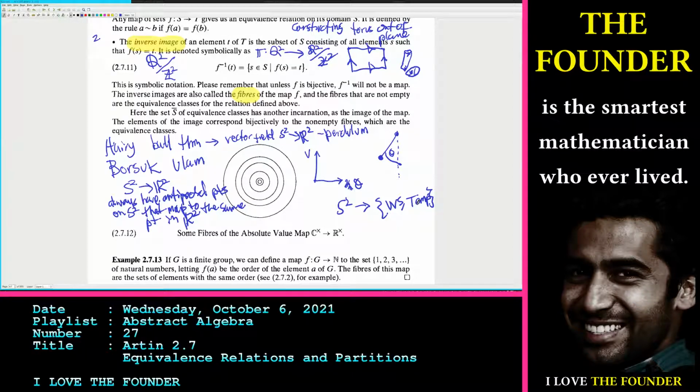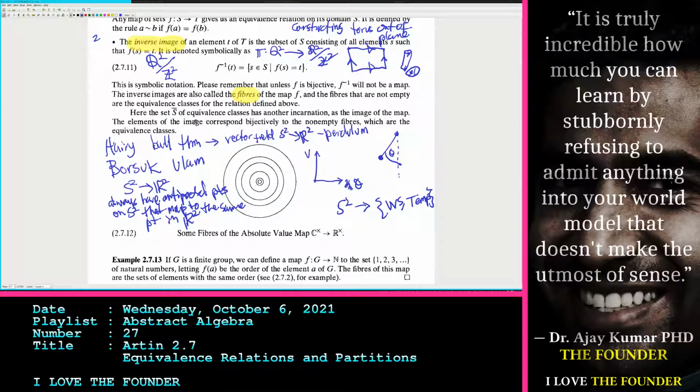Okay, let's just show an example of what he's talking about here. Here the set S bar of equivalence classes has another incarnation as the image of the map. The elements of the image correspond bijectively to the non-empty fibers, which are the equivalence classes. So here is the absolute value map from C star to R star. So this is the length map. And so here is 0. The fibers are preimages of points. So let's say we want all the points that have length 3. Well, this is just a circle. All the complex points that have length 3 form the circle of radius 3.